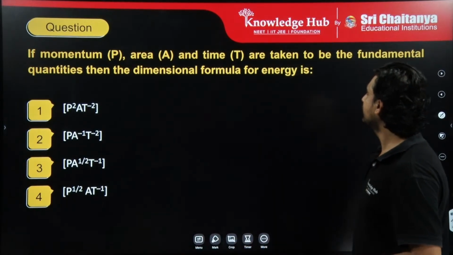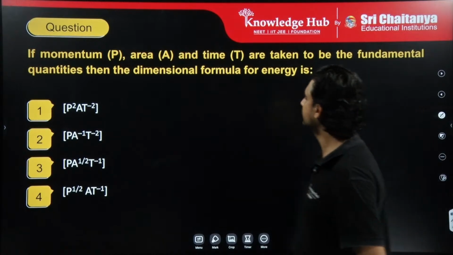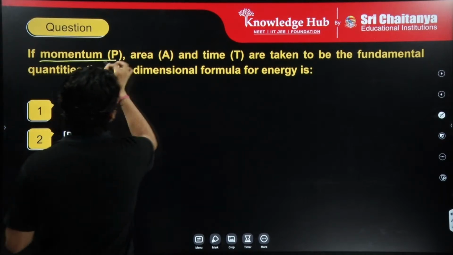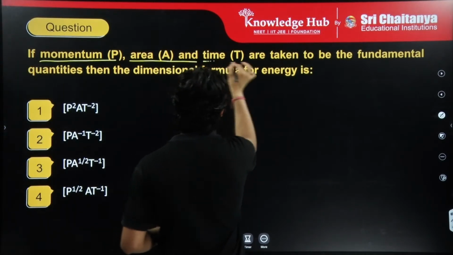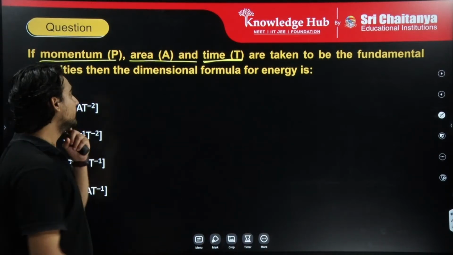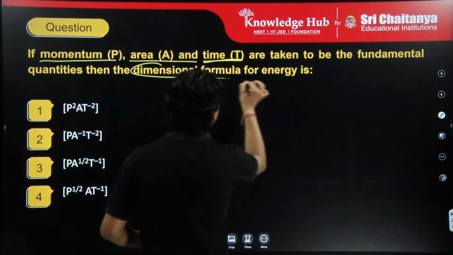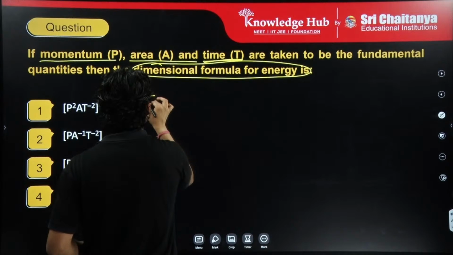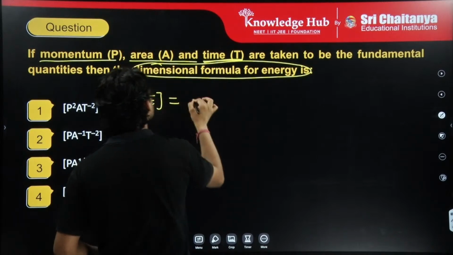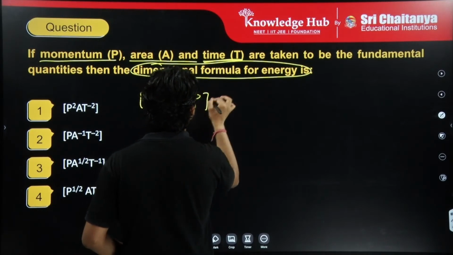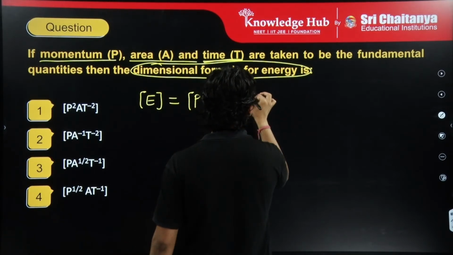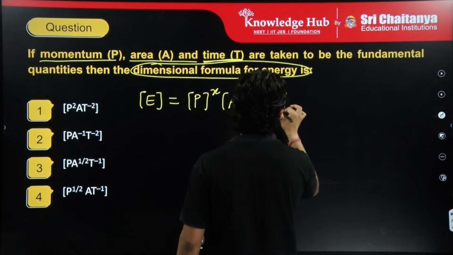Now if momentum, area and time are taken to be the fundamental quantities, then the dimension formula for energy. Here it is given that momentum, area and time are my fundamental quantities. So now they have changed the fundamental quantities. I want to find the dimensional formula for energy. So we'll again do the same thing: energy is momentum raised to some x, area raised to some y and time raised to some z.